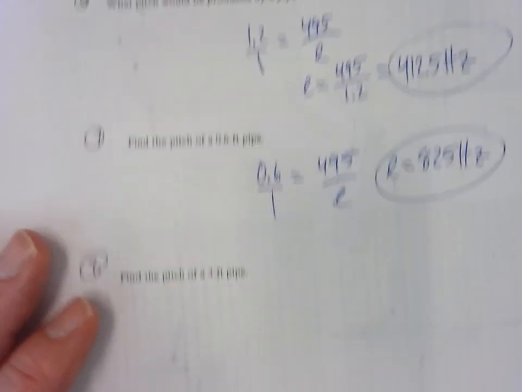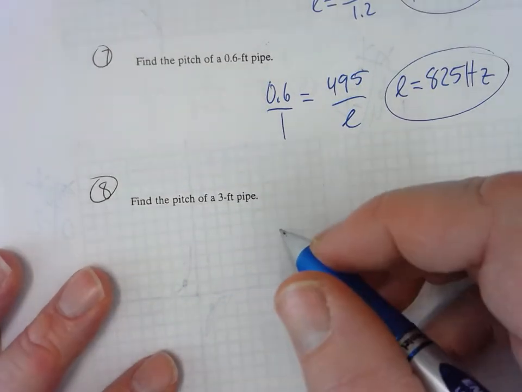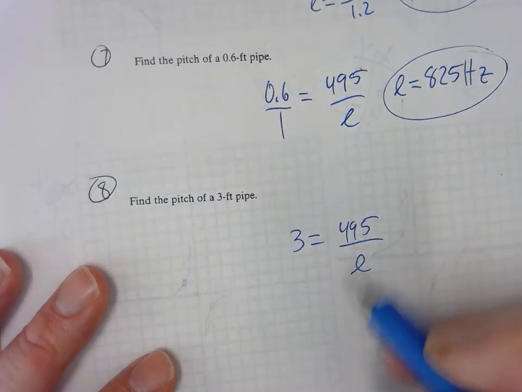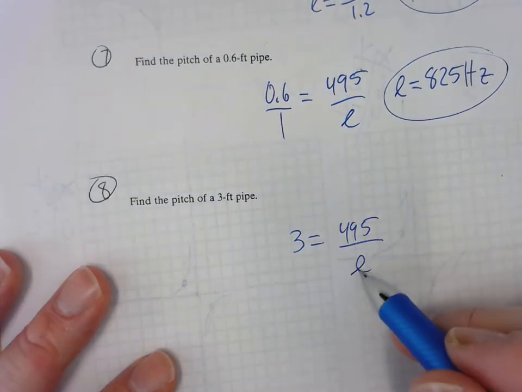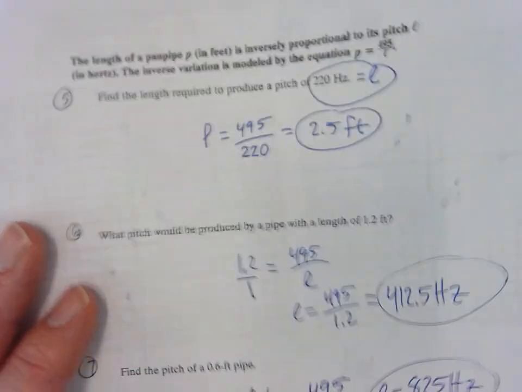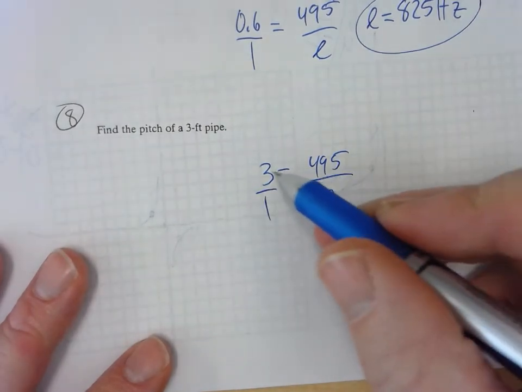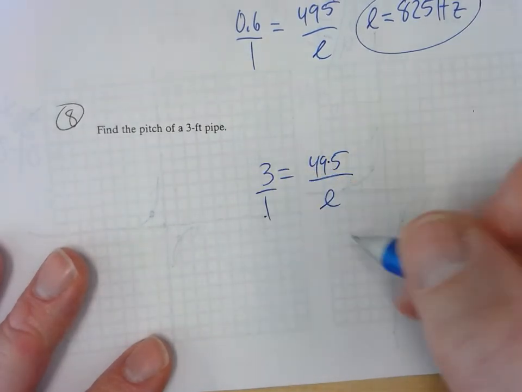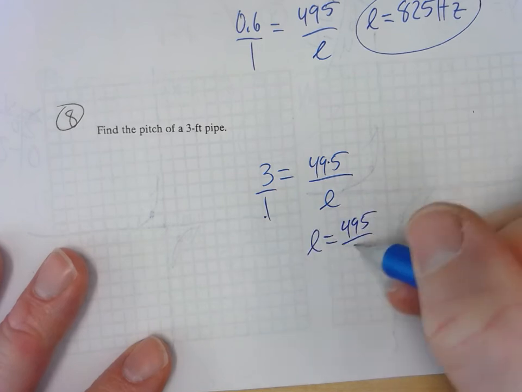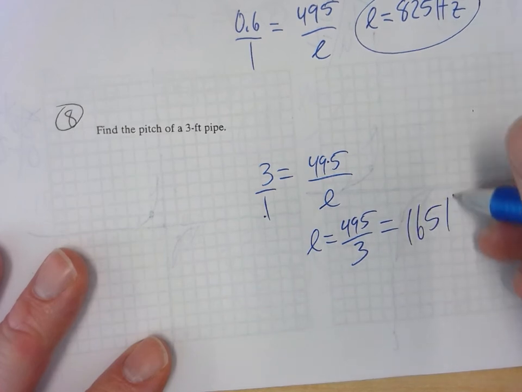And then the last one here is a 3-foot pipe. So P is your length in feet. So 3 is equal to 495 over L to find the hertz. Let's find the pitch. So L's the pitch, right? Because it says pitch L in hertz. And again, think of it as a proportion. It's this times this divided by that. So it's going to be L is 495 divided by 3. And that divides by 3 evenly, 165 hertz.